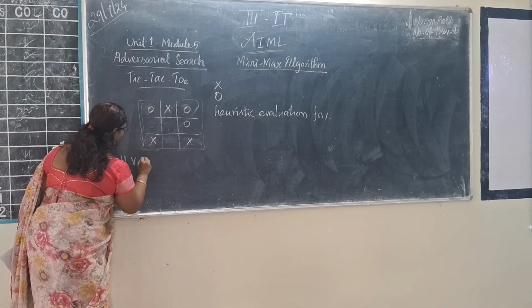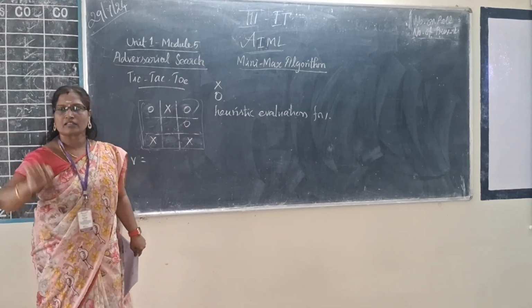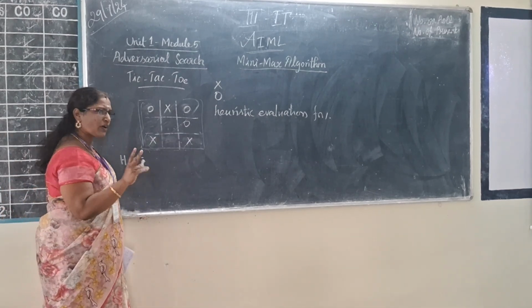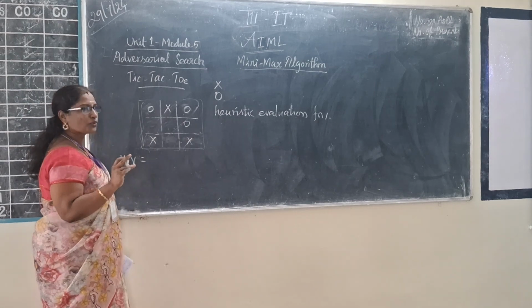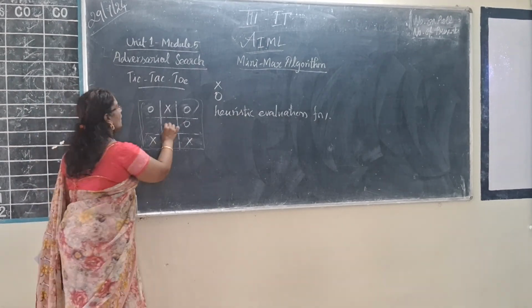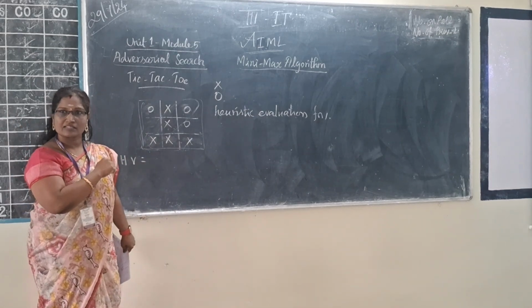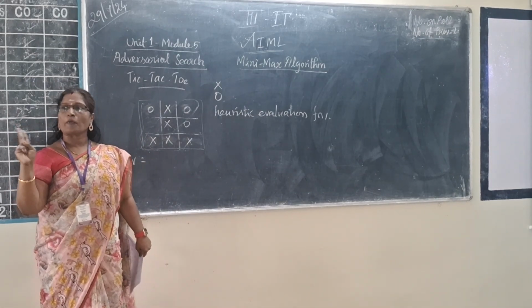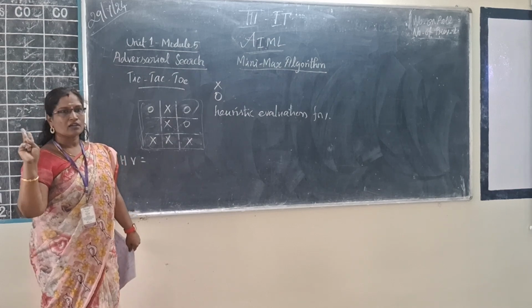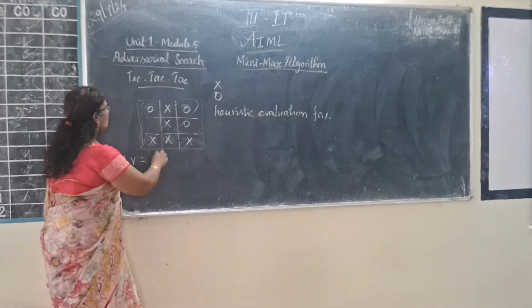So we are going to calculate the heuristic value. How many possibilities to win the game for X? Look at this. Only one, or 2? See, this way it can win, or next if it gets X. So in this scenario, there are 2 possibilities for X to win the game. You have to see all the possibilities. No more possibilities.